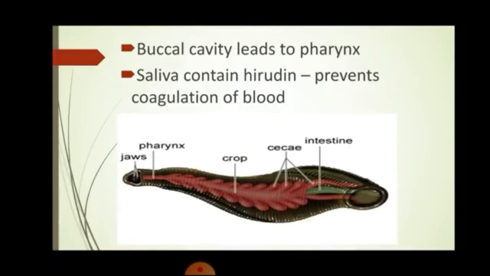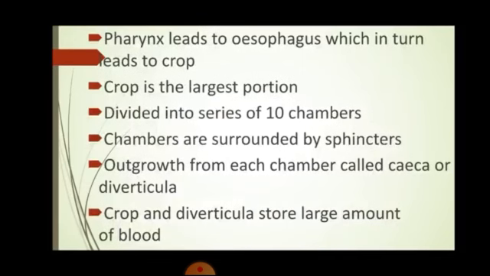Then the buccal cavity leads into a muscular pharynx, which is surrounded by many salivary glands, and the secretion of this saliva contains a substance called hirudin. This prevents the coagulation of blood. The pharynx leads into the next part, called the crop, through a short narrow esophagus, and this crop is the largest portion of the alimentary canal.